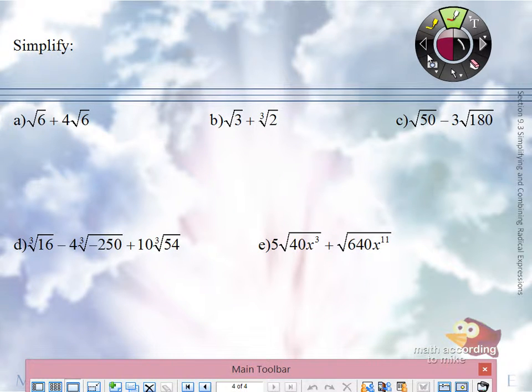Part A, simplify. Not yet. So they're both square roots. They both have the same index. And do they have the same radicand? What's that same radicand? 6. So you have 1 square root of 6 plus 4 more square roots of 6. How many square roots of 6 do you have? 5 square roots of 6.